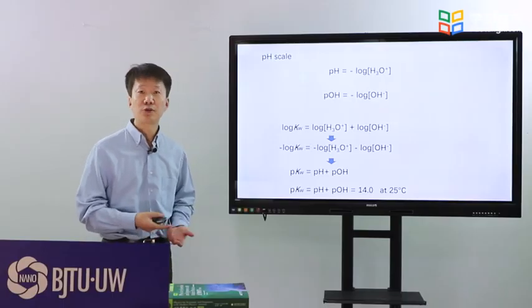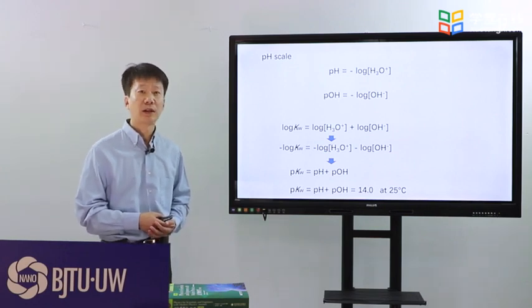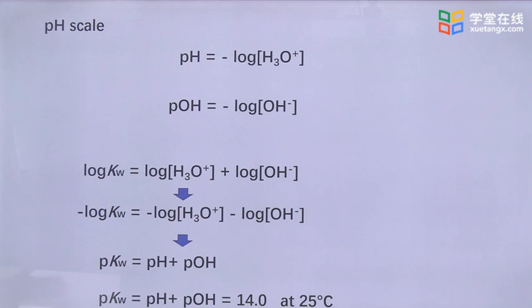Similarly, we can use pOH to describe the content of OH- in the solution. Now let's take the logarithm on both sides of the ion product expression. Then we have pKw equals pH plus pOH, and pKw equals 14 at 25 degrees C.